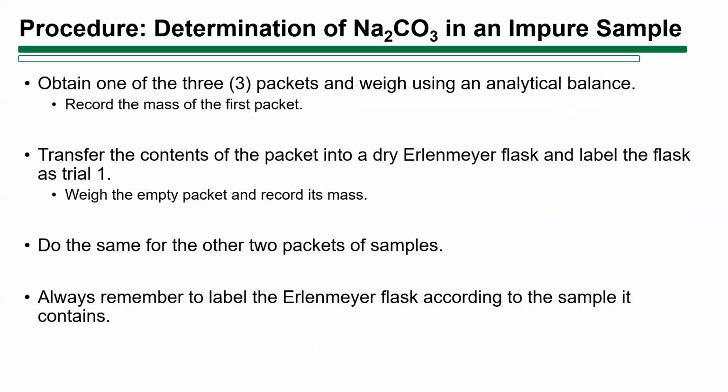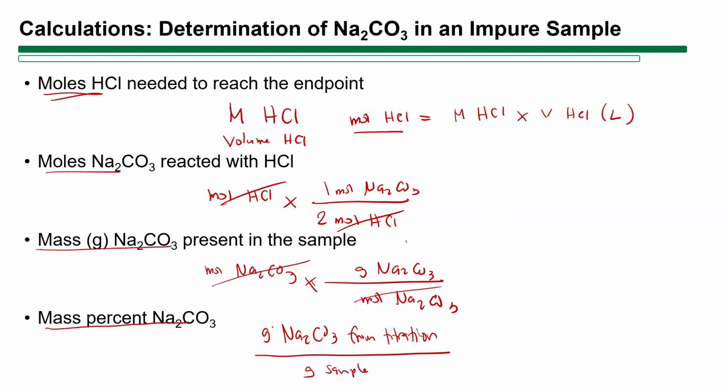Remember, you will be weighing the empty packet and you will be weighing the packet with the unknown sample. You will subtract their masses to get the mass of the sample. Grams of sodium carbonate divided by grams of sample, you multiply it by 100, and you will have a unit of percentage. That's how you report the mass percent of sodium carbonate.